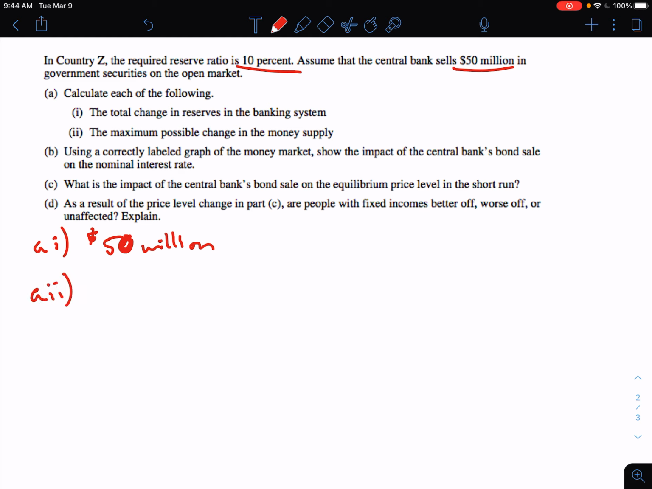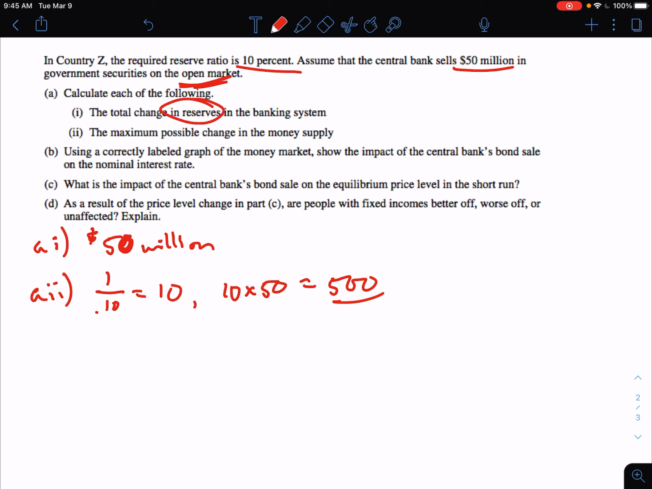So we're going to do the second one and then you'll kind of see the maximum possible change in the money supply. So for this, we know that our multiplier is 1 over the reserve ratio, which is going to give us 10. So 10 times 50 equals 500. Now, the central bank sells government securities on the open market. Because they're selling on the open market, that's all new money.